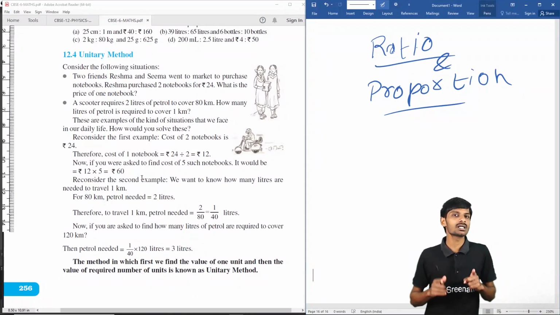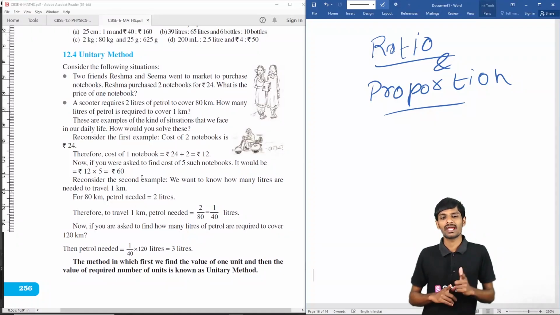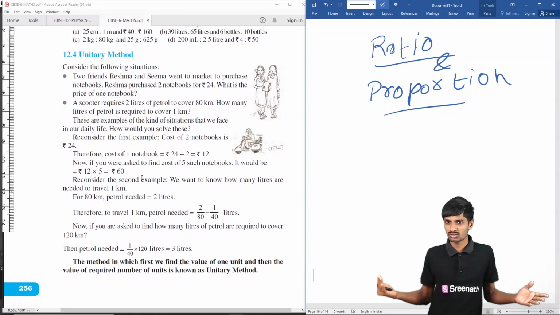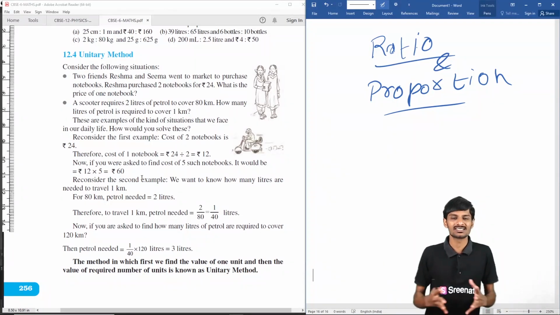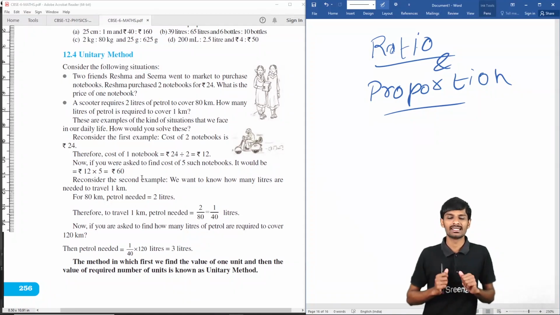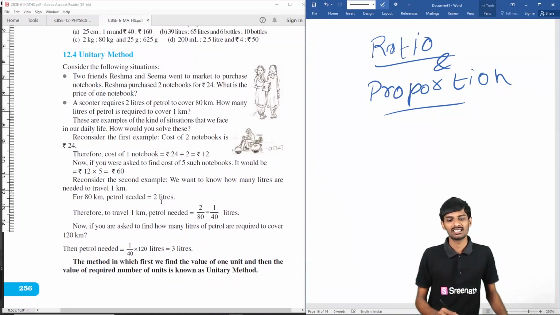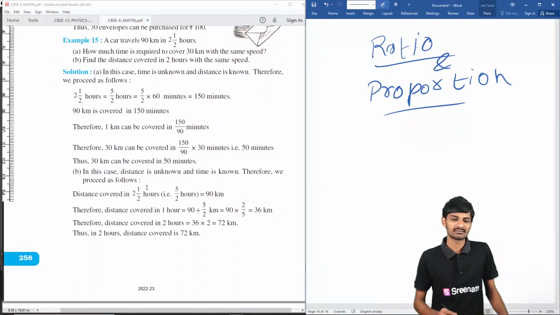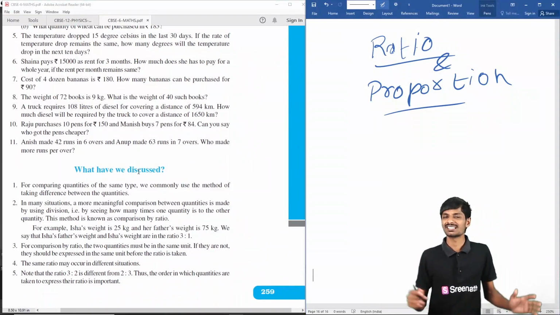It is the method used to find out anything. Suppose you buy 2 notebooks for some cost, and you want to buy 100 notebooks, 1000 notebooks, 10,000 notebooks, how much would they cost? If you want to know, we have to know what the unitary method is and how to find it. On that unitary method, we will solve some examples. So that is the end of the chapter.